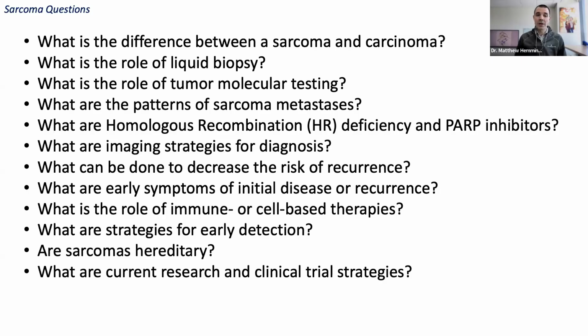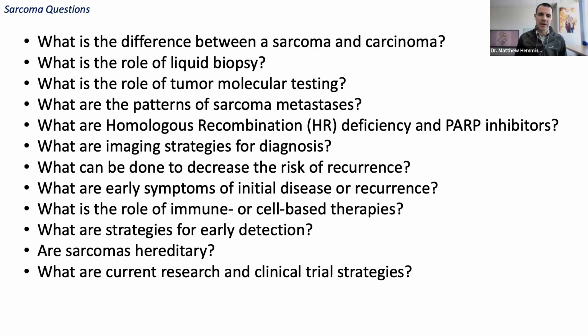Especially for people with a strong family history of cancer, that should prompt a referral to genetic counseling and looking for things like the BRCA gene. And if someone with a known BRCA mutation were to develop a sarcoma, we would think about their disease a little bit differently than for someone that didn't have that strong family history.